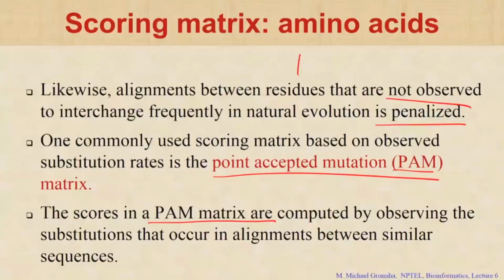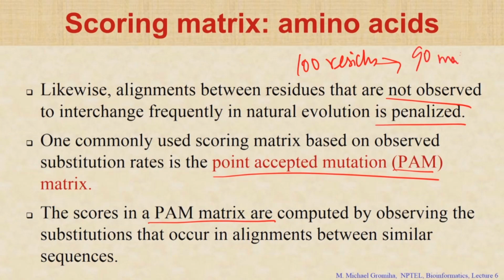If you take 100 residues with 90% sequence identity, 90 will match and 10 will mismatch. Take these 10 and see the rate: which residue in sequence 1 is mutated to which residue in sequence 2.